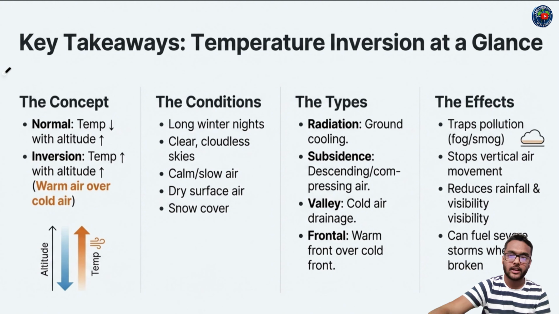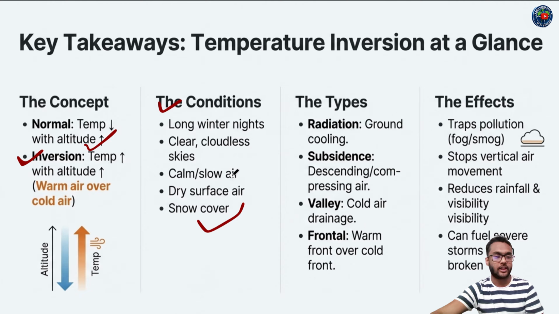Now, in the conclusion: normally, temperature decreases with rising altitude. In an inversion situation, temperature increases with altitude: warm air over cold air. The conditions are long winter nights, clear and cloudless skies, calm and slow air, dry surface and snow cover. These are all prerequisites for creating temperature inversion conditions.